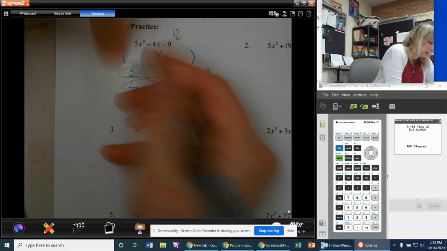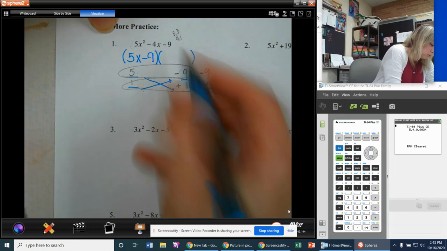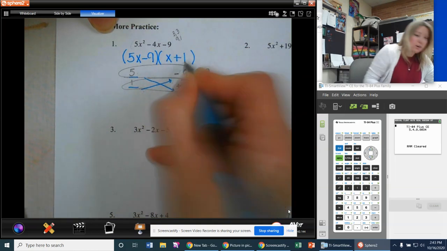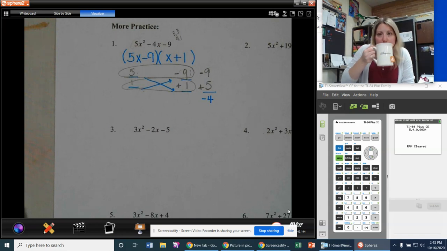Okay, 5x minus 9, 1x plus 1. I don't write that 1 in front of the x, but you could if you wanted to. That's perfectly acceptable. Okay.